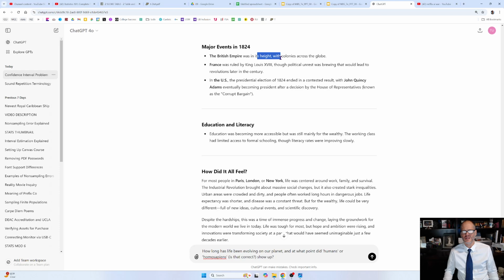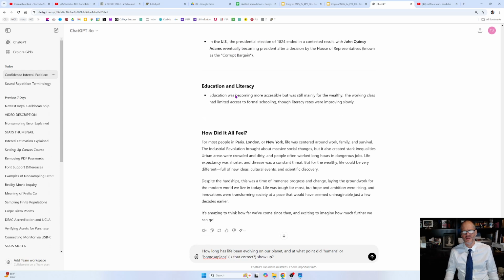Major events in 1824. The British Empire was at its height. France was ruled by King Louis XVIII. And the presidential election of 1824 ended in a contested result, with John Quincy Adams eventually becoming president after a decision by the House of Representatives, known as the corrupt bargain.